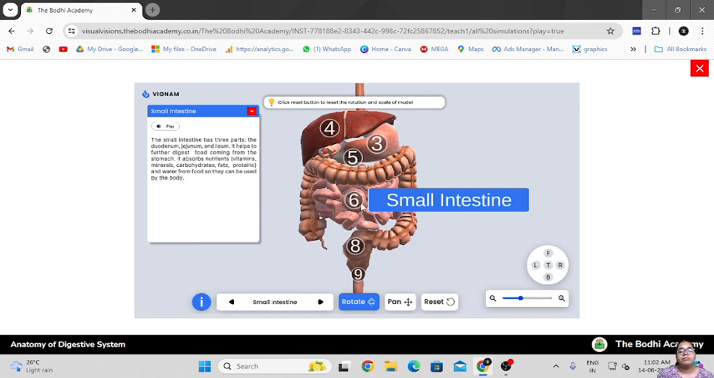The nutrients from the digested food will be absorbed by the villi, and the villi will supply them into the blood, and then through the blood the nutrients will be supplied to all the organs of our body.